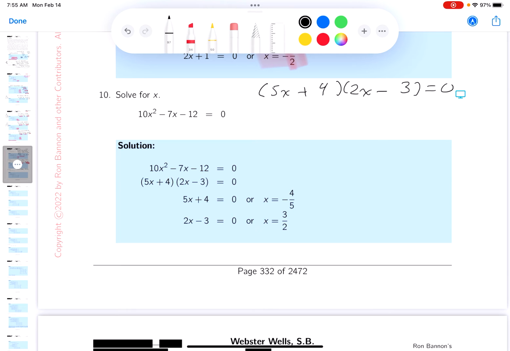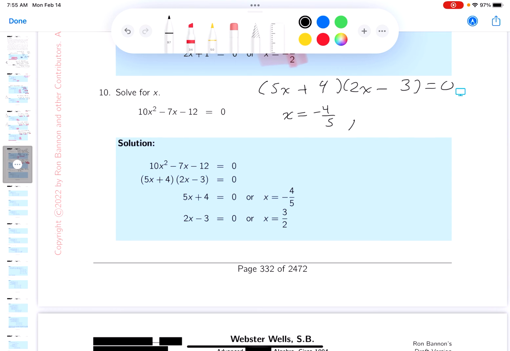Now, this is the 10th problem, so I'm starting to think to myself, once I get it factored, I probably could solve these equations in my head. The equation I'm solving is 5x plus 4 equals 0, which means x equals minus 4/5. Now I'm going to put a comma here, which a lot of students do. There's nothing wrong with that. And then I'll write the next one down, and that's going to be x equals 3/2.